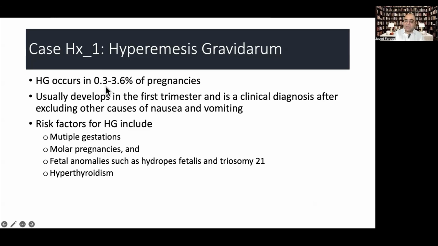So we learned that it occurs in 0.3 to 3.6% of the pregnancies. It usually develops in the first trimester, and it's a clinical diagnosis after excluding other causes of nausea and vomiting. And the risk factors are multiple gestations, molar pregnancies, fetal abnormalities such as hydrops fetalis and trisomy 21, and hyperthyroidism.